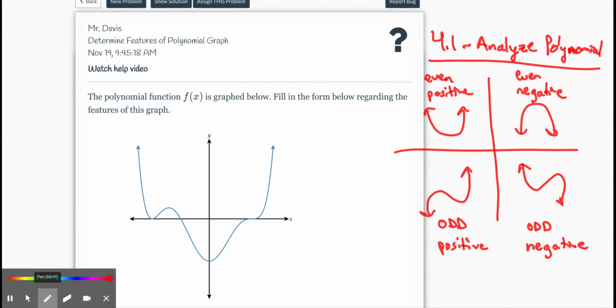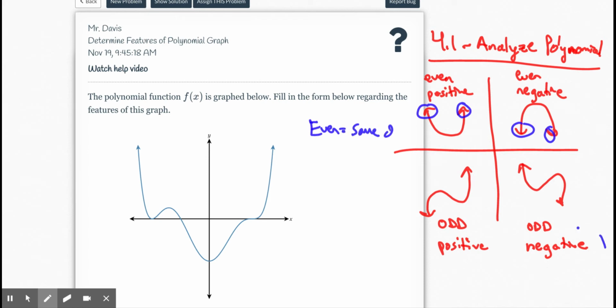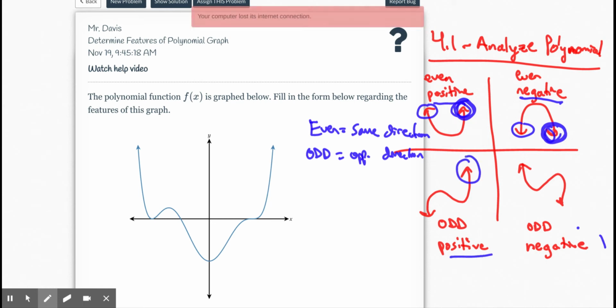So we can determine all of this by looking at what's happening at these end behavior points. If it is even, you'll notice it always goes in the same direction. Odd, obviously, is opposite directions. And then as far as the leading coefficient, notice in the positive one, if we look in the positive x direction, it's going up to positive infinity. And if it was negative, it goes down to negative infinity. This one is positive, it goes up to positive infinity, and this negative one goes down to negative infinity.